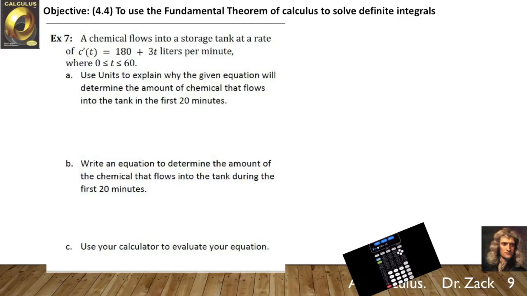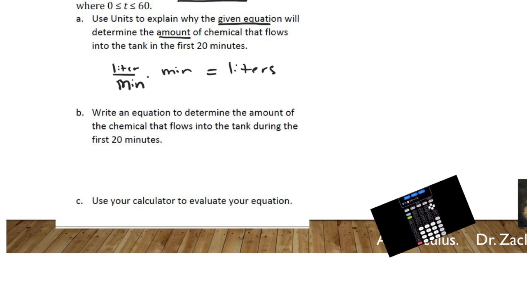So our next example involves rates of change and integration. A chemical is flowing into a storage tank at a rate measured in liters per minute. We're going to use units to explain why this given equation will determine the amount of chemical that flows into the tank. If we take liters per minute and multiply by the number of minutes, what we'll end up with is an amount, or liters, which is very useful when we integrate.